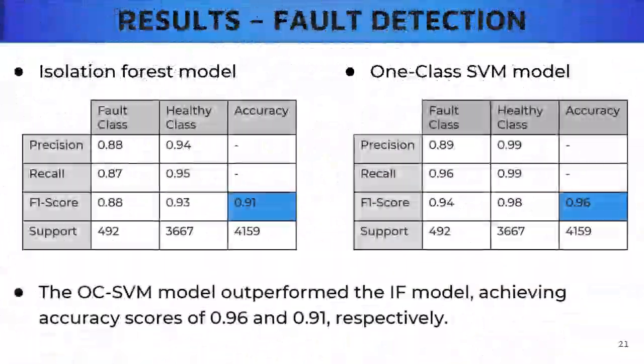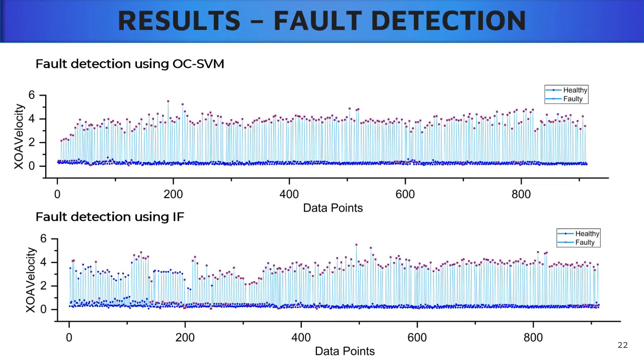Results with fault detection. As the fault detection model, we trained two separate models, considering the formation of our source-separated data. There, the one-class SVM model outperformed the isolation forest model by achieving an accuracy of 0.96. These graphs illustrate the outcome of the fault detection models.